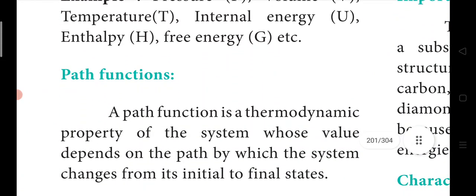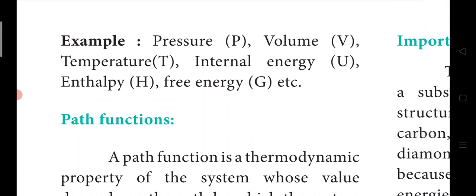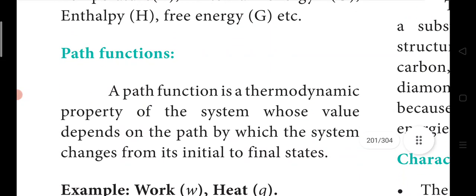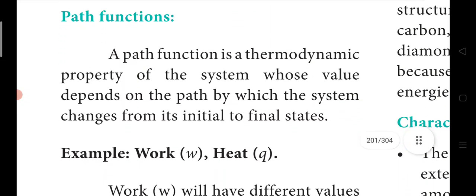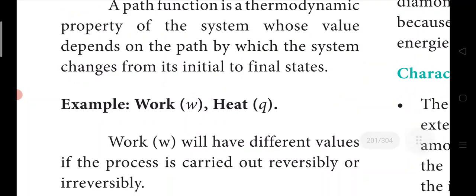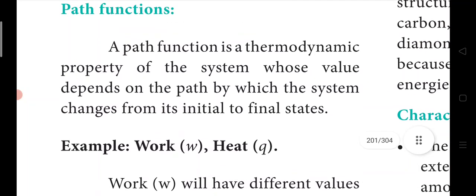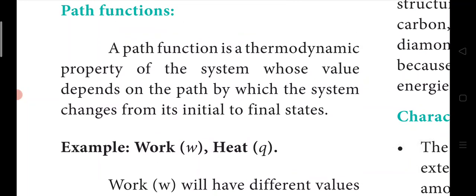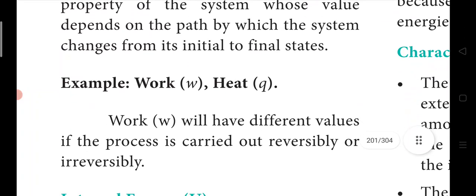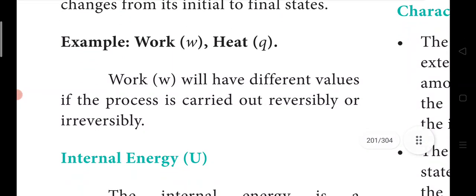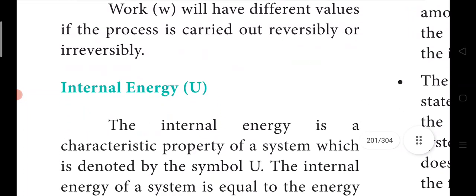So path function means what? For example, state functions are pressure, volume, temperature, all of these are fixed. It came like this, pressure like this, volume came like this, we cannot explain that path. Path function is a thermodynamic property of a system whose value depends on the path by which the system changes from its initial to final state. So path function talks about how it was converted from the initial state to the final state. So for example, work and heat. Work will have different values if the process is carried out reversibly or irreversibly.